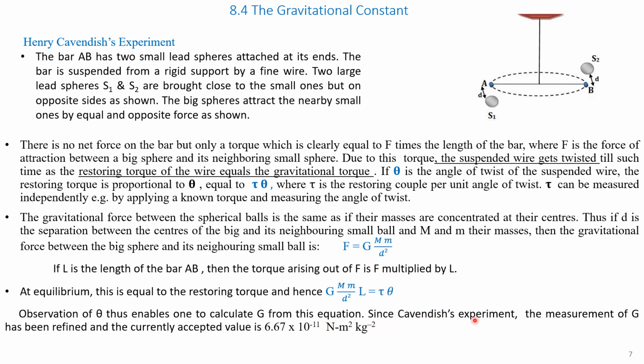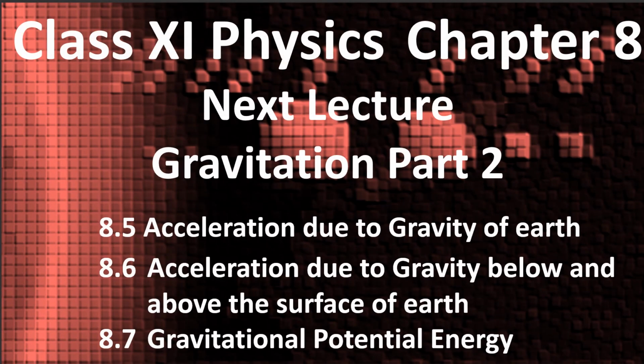Since the Cavendish experiment, the measurement of G has been refined and the currently accepted value of G is 6.67 into 10 to the power of minus 11 Newton meter square per kg square. With this, we conclude part 1 of gravitation. In the next lecture, we will take up acceleration due to gravity, acceleration due to gravity below and above the surface of Earth, as well as gravitational potential energy.